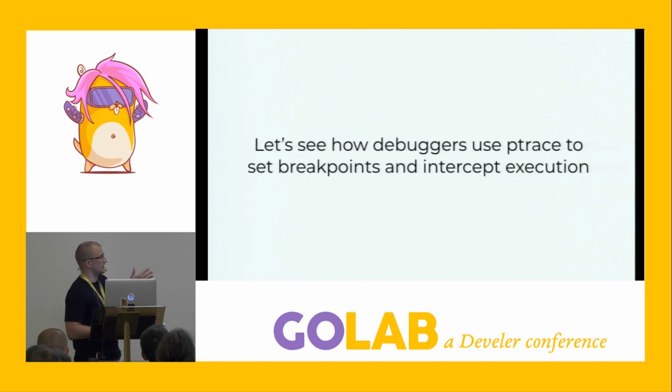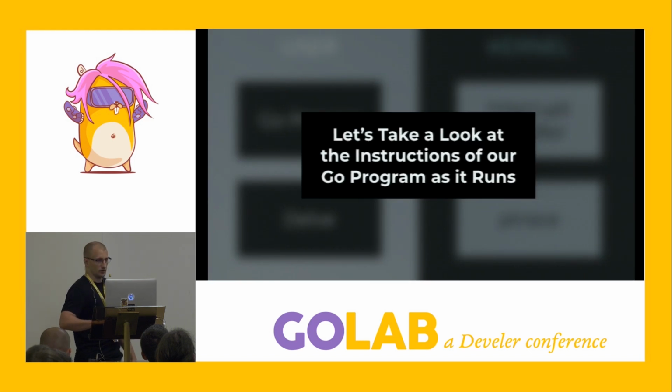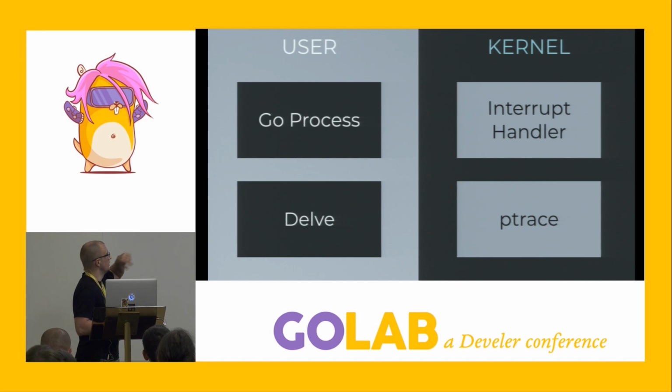Using those features, we can implement something like breakpoints, something you might be familiar with from a normal debugger. So let's look at how that happens here. On the left-hand side, we just have user space. So it's our Go process running as normal. And then we have Delve, which is also just a Go program running in user space. On the right-hand side, we have the kernel. This is where the ptrace logic is implemented, and also any interrupt handlers the kernel registers with the CPU will be in the kernel address space.